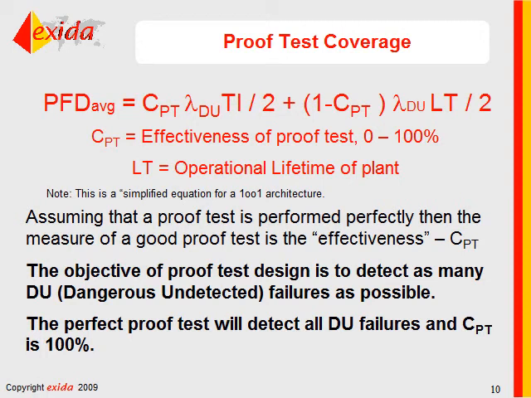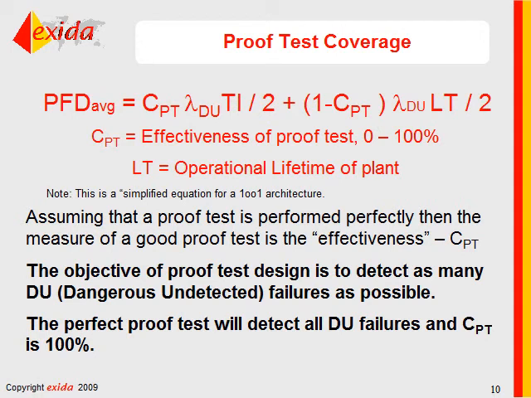So what we see here is the proof test coverage multiplied with the dangerous undetected failure rate times test interval divided by 2. That's the portion that will be detected. And then we have the second term, that is 1 minus the proof test coverage multiplied with the dangerous undetected failure rate multiplied with the lifetime or operational lifetime of the plant divided by 2.